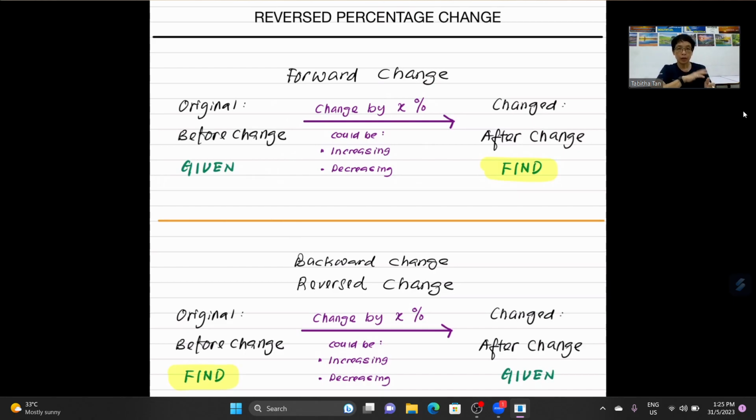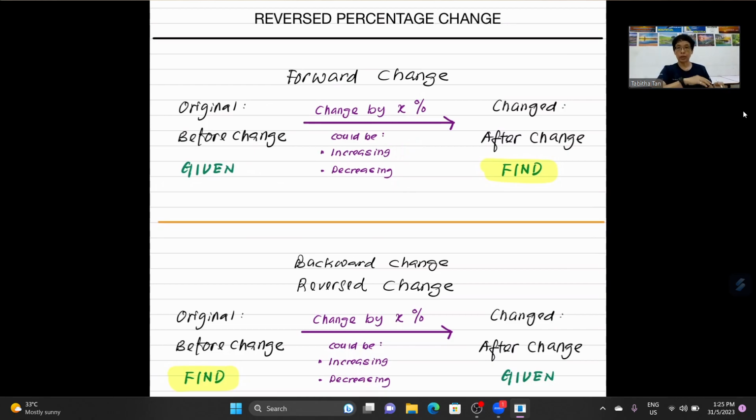If it is increasing, we know that the value after the change will certainly be bigger than the original. And if it is decreasing, then the quantity will certainly be smaller than the starting amount. That's called forward change, where we are asked to find the quantity after the change.